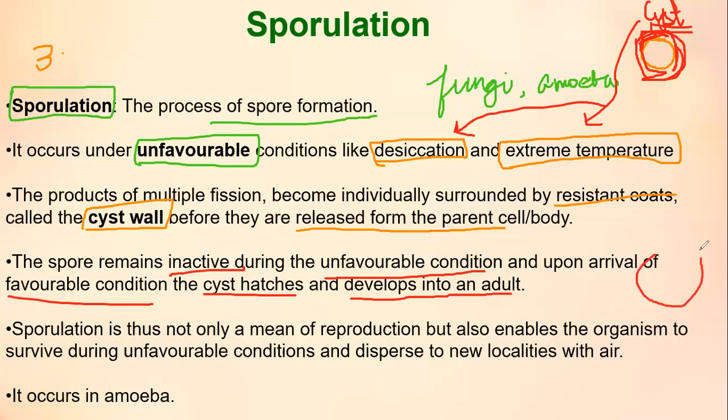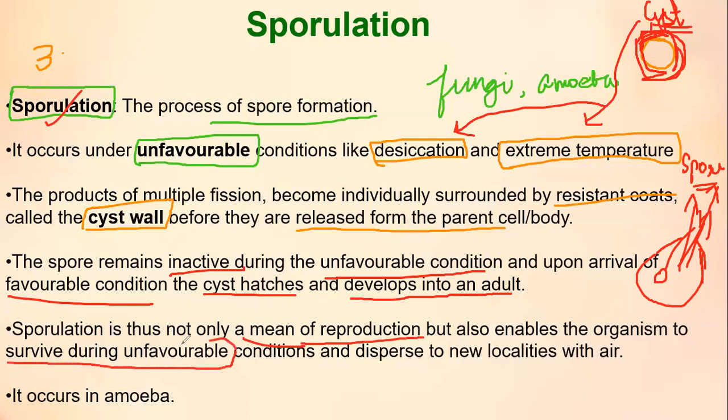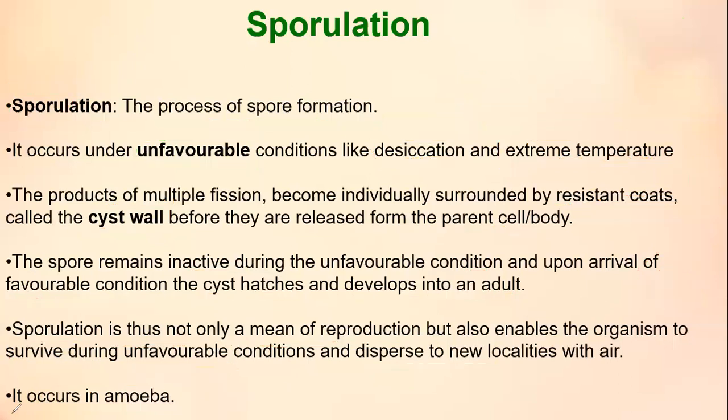So this is a particular structure, and when the conditions become favorable, it releases spores. Many spores are released, and that process of release of spores is known as sporulation. Clear? Sporulation is not only a means of reproduction but also enables the organism to survive during unfavorable conditions and to disperse to new localities. It occurs in amoeba, and can also be seen in organisms such as fungi. Clear, everybody? So let's move on.